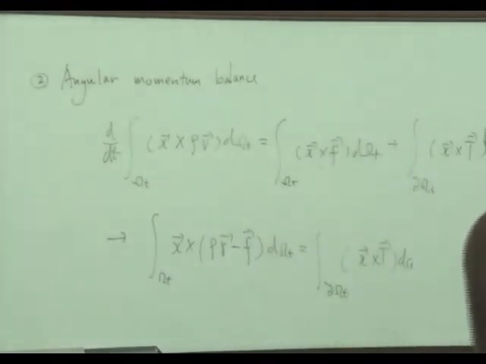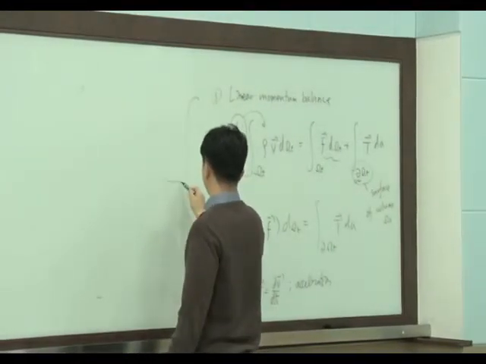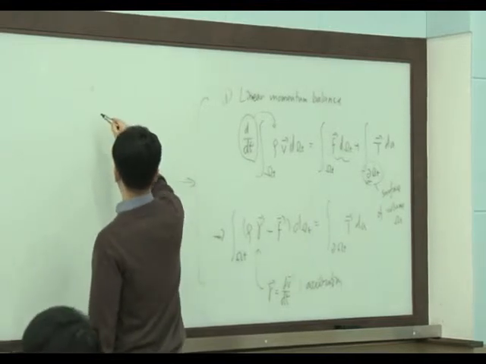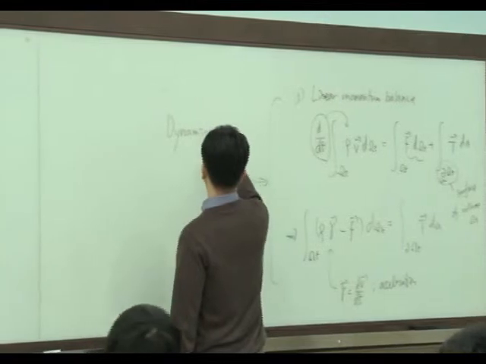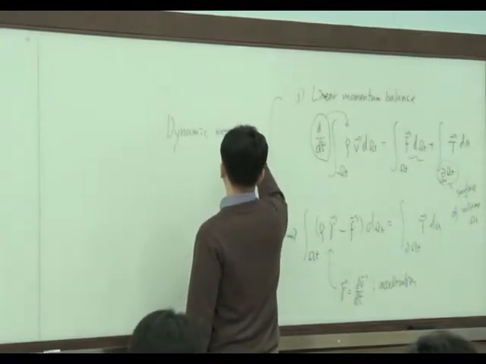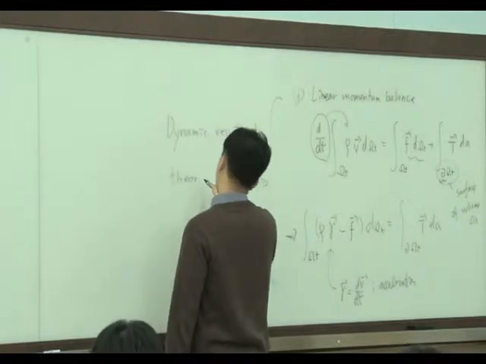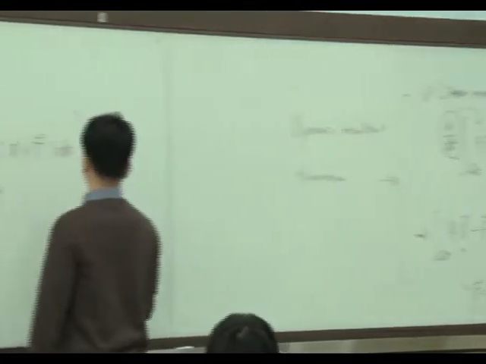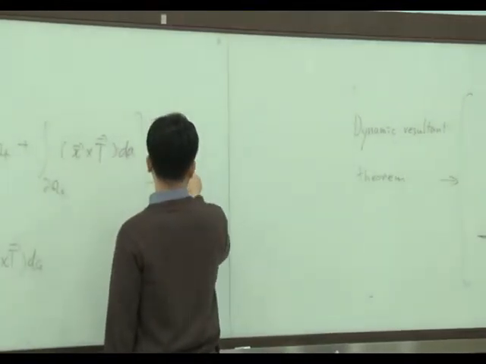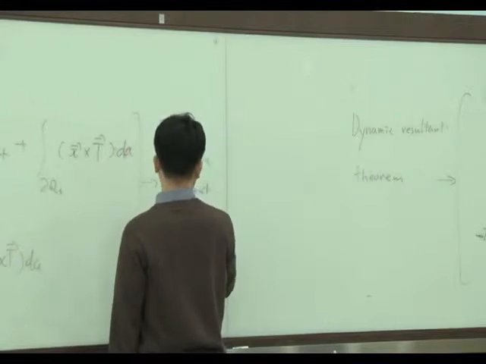The name of this equation is also the dynamic resultant theorem. And this is the dynamic moment theorem.